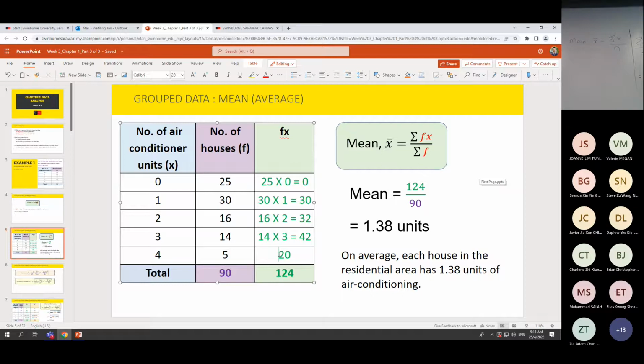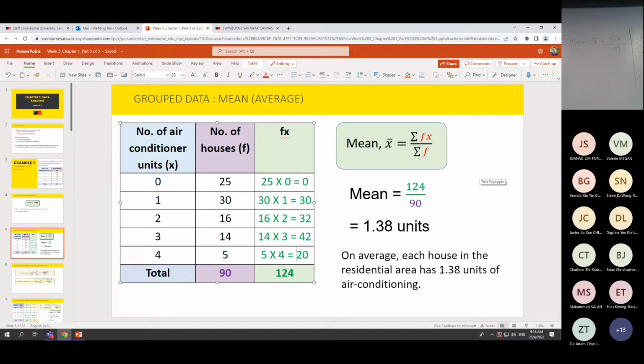F multiplied by x. Some students may ask, can we use x multiplied by f? Again, same meaning. You can use the x column multiplied with the f column. It's also fine. So in this case, the last class is 5 multiplied with 4, which is 20.